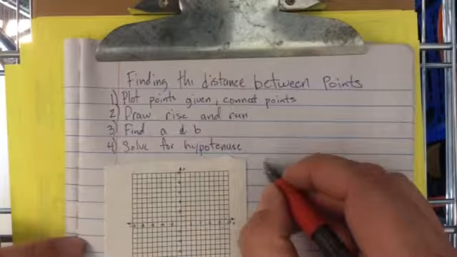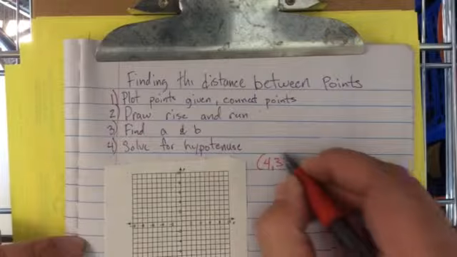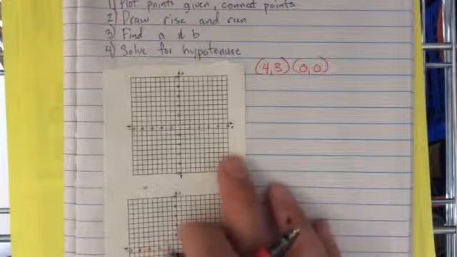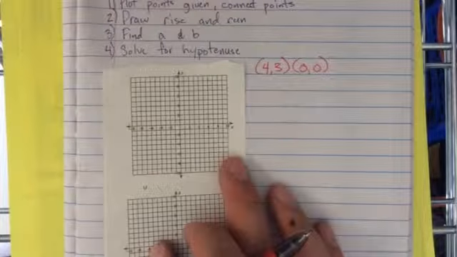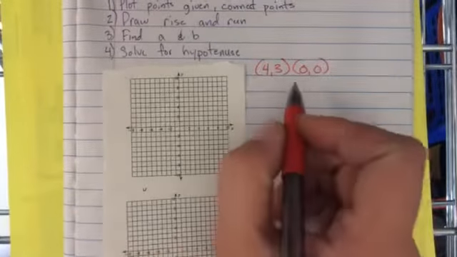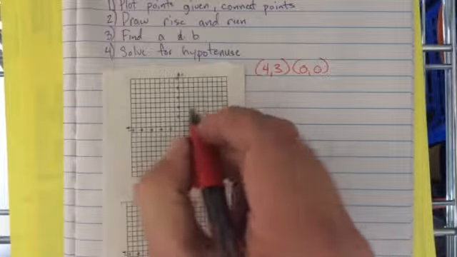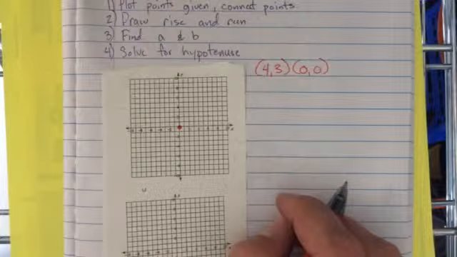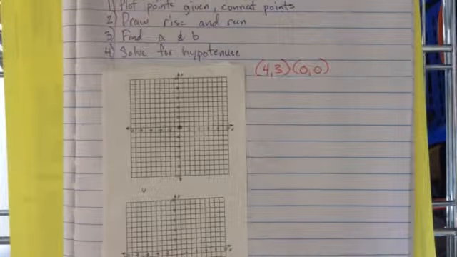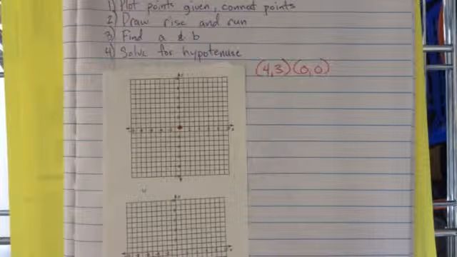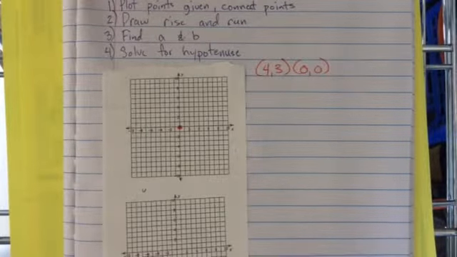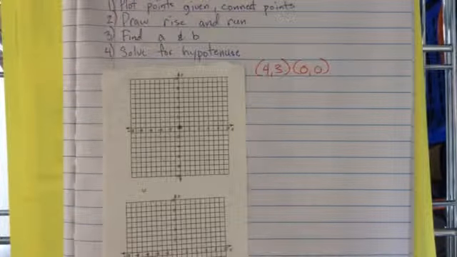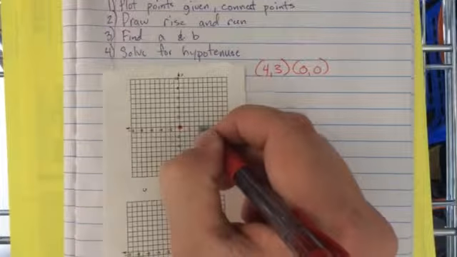So here are our points. Our points are 4, 3, and 0, 0. So if we were to plot these points, 0, 0 is the origin. So we go ahead and put a dot there. Our other point is 4, 3. So we go ahead and plot 4, 3. We go right 4 and up 3.